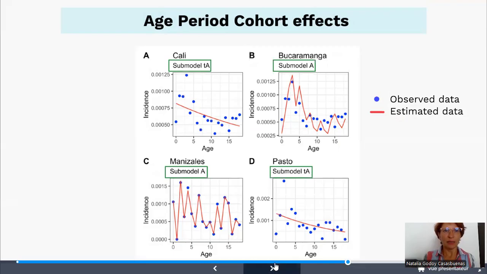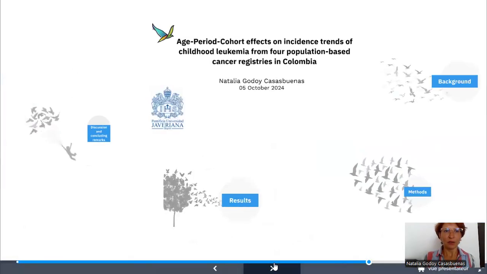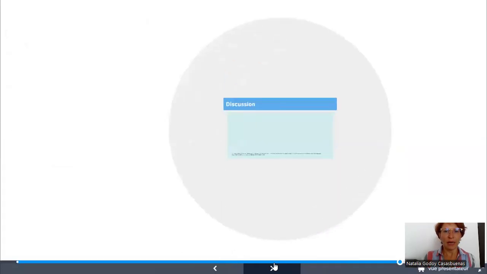When comparing the estimated data derived from models, represented by the red line, focusing on age and trend age against the observed data depicted as blue dots, we can see that in Manizales and Bucaramanga, the observed data aligned well with the age-based model. However, in Cali and Pasto, there was more variability between the observed and projected data, suggesting that additional factors beyond age may influence trends. Finally, moving on to the discussion and concluding remarks.